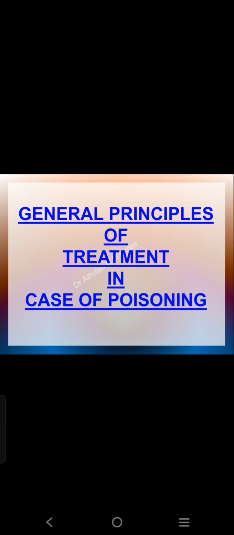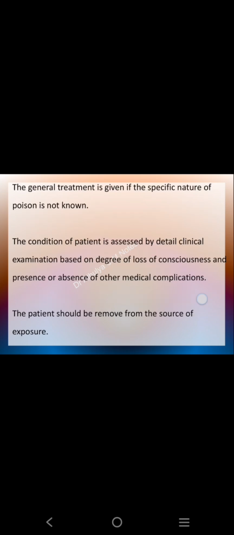Today, let's discuss the topic general principles of treatment in case of poisoning. Coming to the first slide, the general treatment is given if the specific nature of the poison is not known. The condition of the patient can be assessed by detailed clinical examination based on the degree of loss of consciousness and presence or absence of other medical complications.